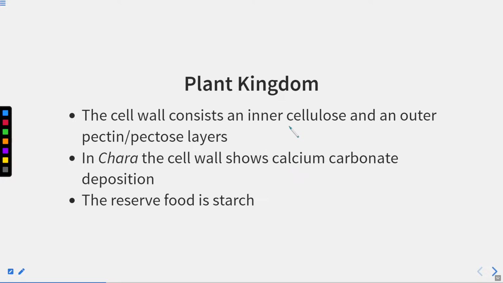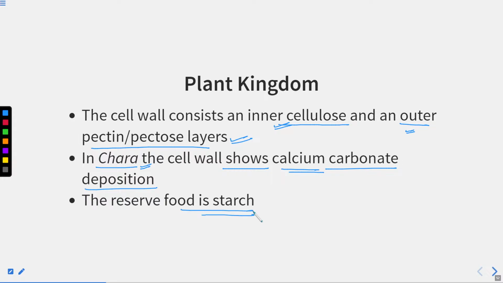The cell wall consists of an inner cellulose and an outer pectin or pectose layer. So the inner layer of the cell wall is made up of cellulose, and the outer layer has pectin. In Chara, the cell wall shows calcium carbonate deposition. Right? So Chara, as we have just seen in the previous slide, has the branched filamentous type, and they have a lot of calcium carbonate deposition on their cell wall.